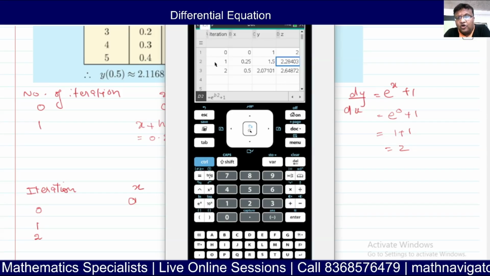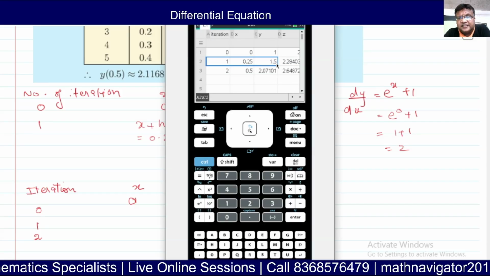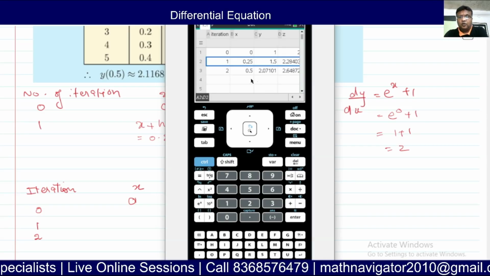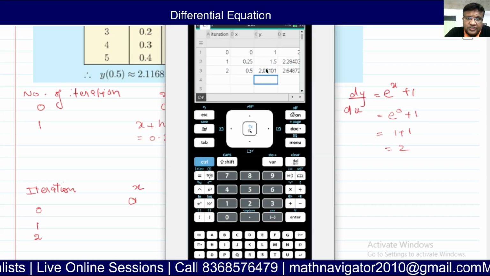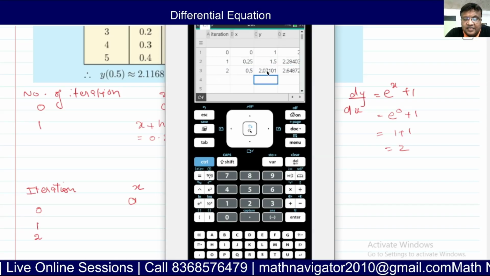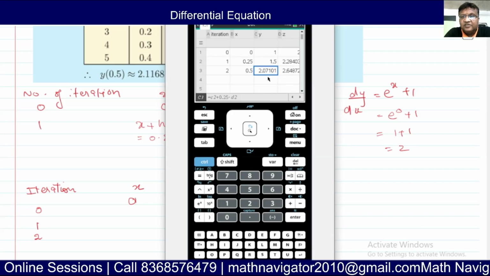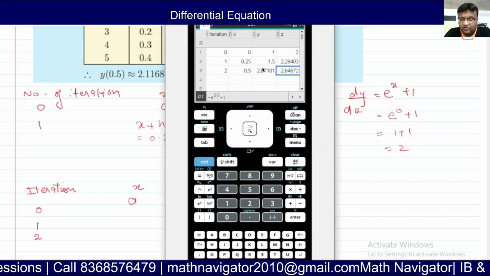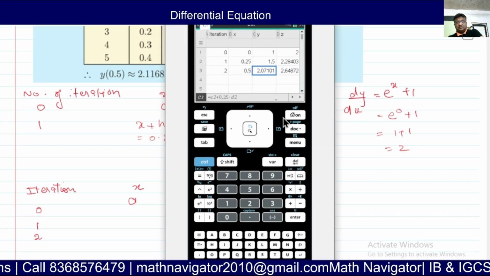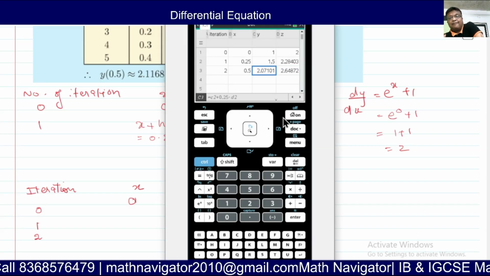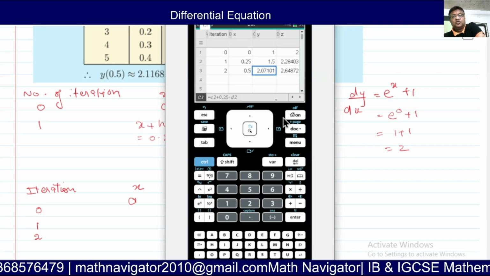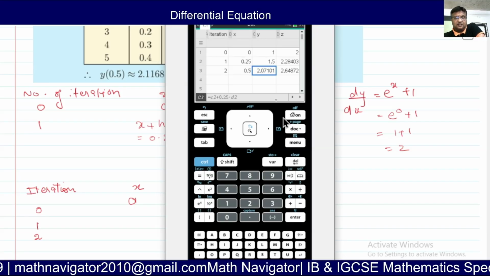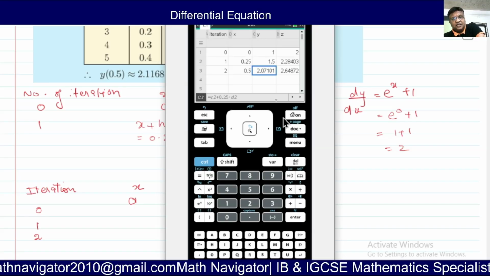Then you need to copy this whole second line and paste it in the next, so that all the formulas get covered. I need only 2 iterations, so I need my value for the second one, which is 2.07101. I don't need this 2.648. What is this 2.07101? This is the approximated value using Euler's method. This is called Euler's method of differential equation. Is it clear?